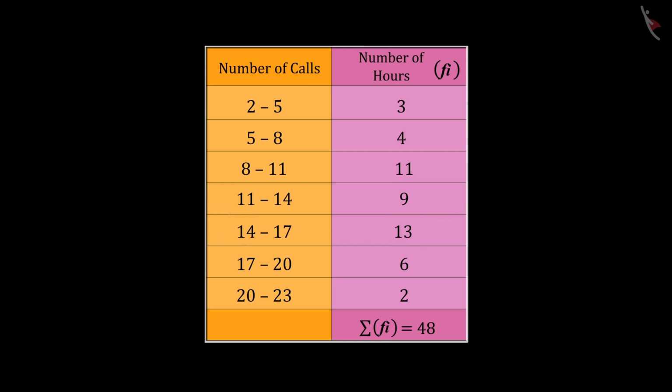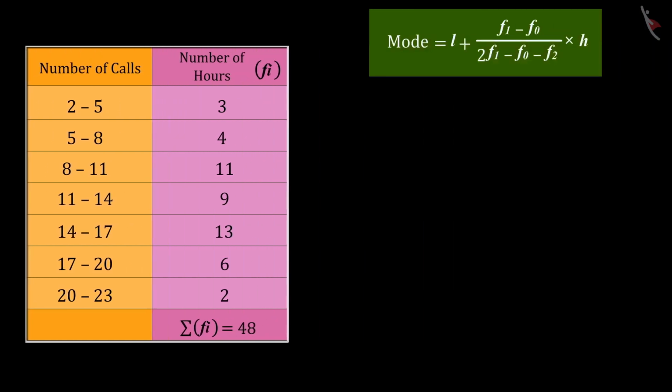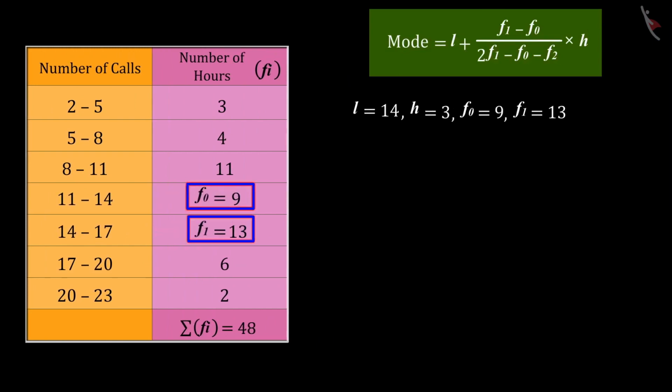From the above table, we can see that the size of each class interval is same. Therefore, the size of class interval will be 3. Since we have to find the value of the mode, therefore, with the help of the given data, substituting the values of L, H, F0, F1 and F2 in the modal formula, and on solving it.